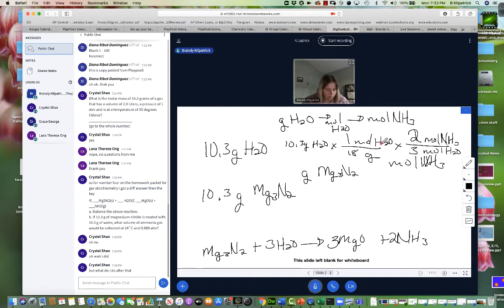So that's going to give me 10.3 divided by 18 times 2 divided by 3. So that's going to give me 0.38 moles. Okay, so now that's for one of them. You still have to go through and figure out, okay, how much does this make now? So 1 mole of magnesium nitride, well, it's 24 times 3 plus another 28. So my molar mass here should be about 100.